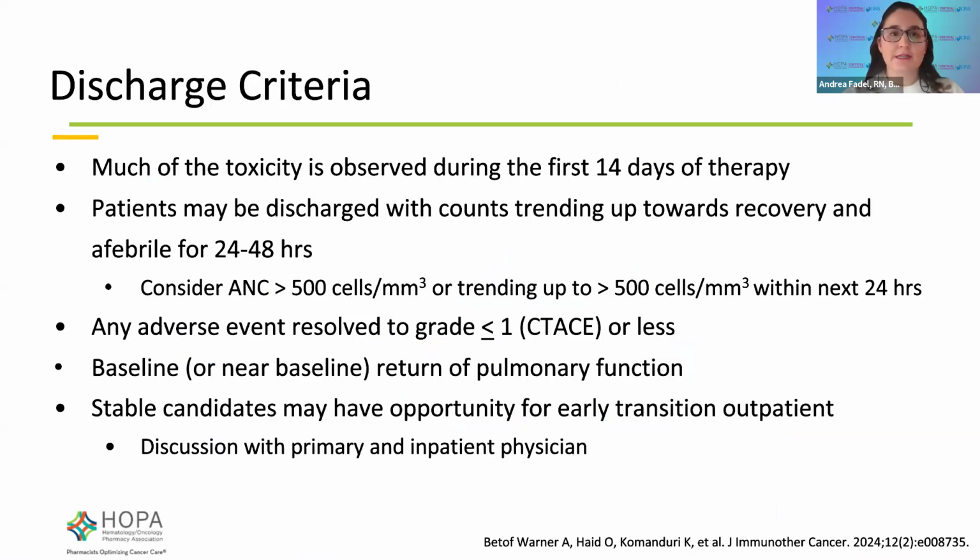For our discharge criteria, mostly we want to make sure they're as close to baseline as they can be, so much of the toxicity is gone. Counts are, if not at an acceptable level for us, that would be an ANC of 500, are they at least trending upwards and would be anticipated to be 500 the next day? AFib free for 24 hours, off oxygen if that was suddenly required, and any adverse event resolved to less than grade 1.